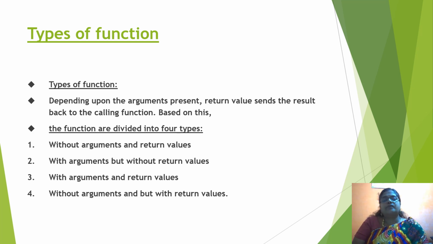Types of functions depending upon the arguments present and the return values, which send the result back to the calling function. Based on this, functions are divided into four types: without arguments and without return values, with arguments but without return values, with arguments and return values, and without arguments but with return values.